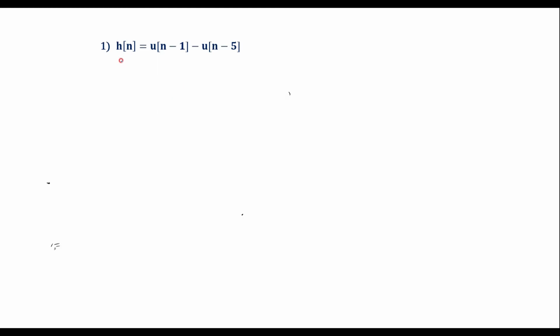So here first let me try to draw the h of n signal. It is u of n minus 1 minus u of n minus 5. We know that u of n is a step signal which is equal to 1 for n greater than or equal to 0. So u of n minus 1 looks like this. It begins at n equal to 1. Its value is 1, 1, 1, 1, 1 and so on. So its amplitude is 1 always. This is u of n minus 1 signal.